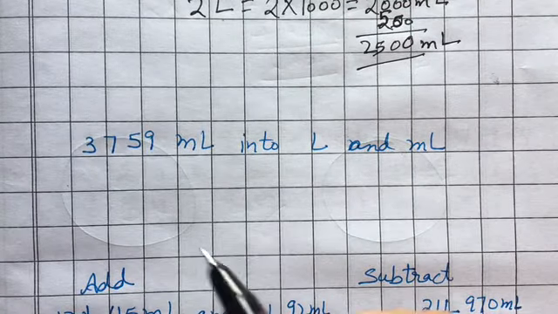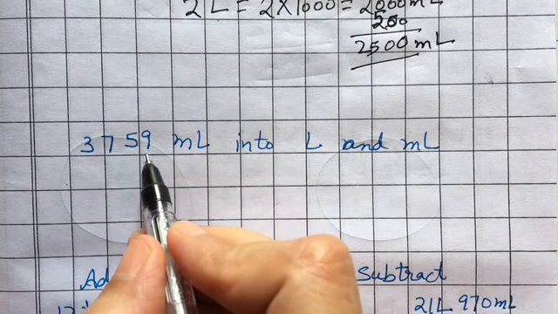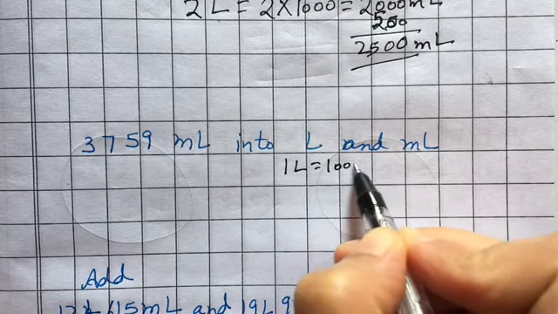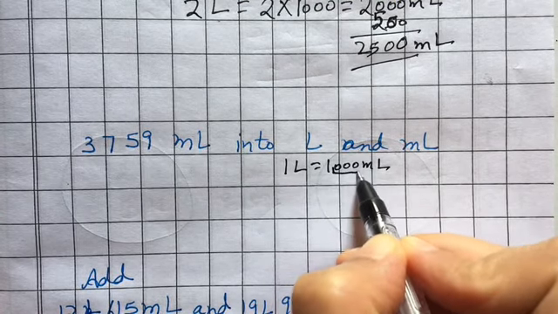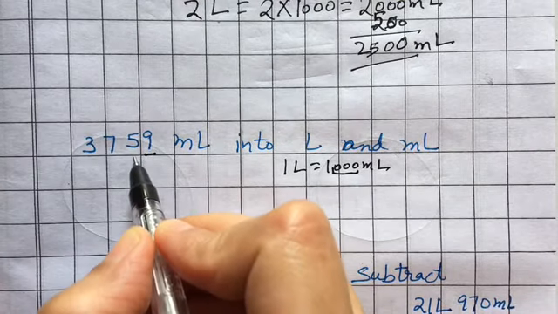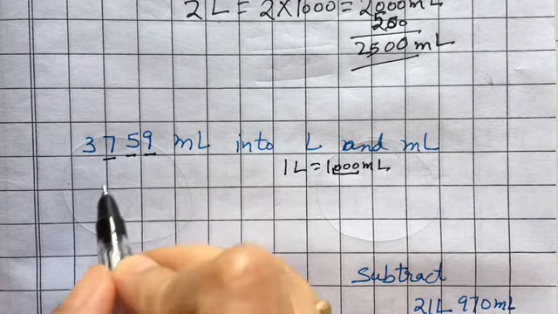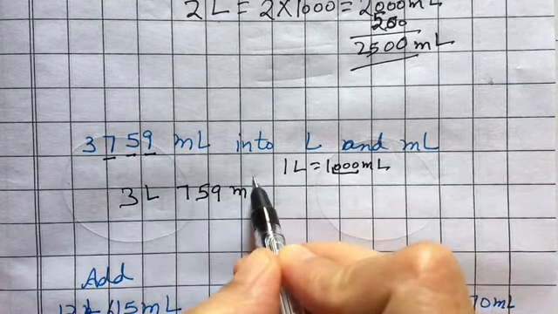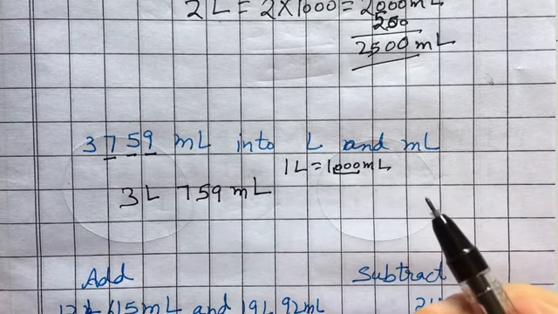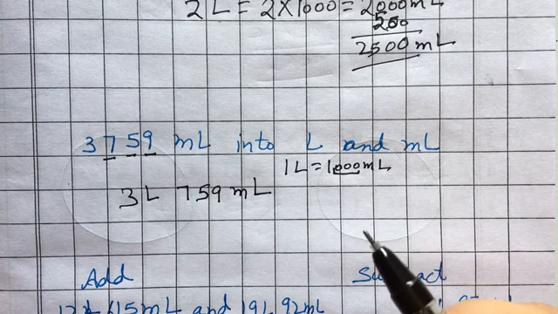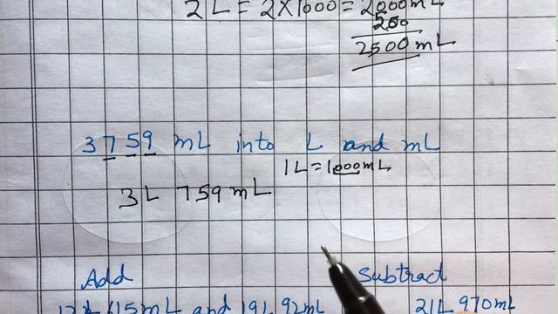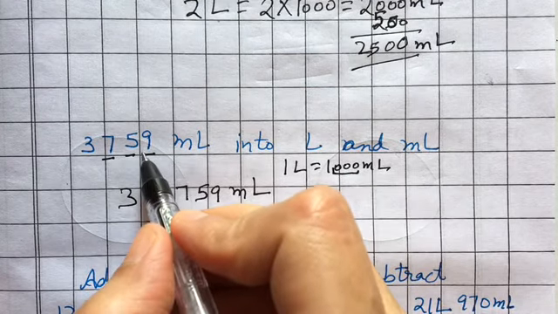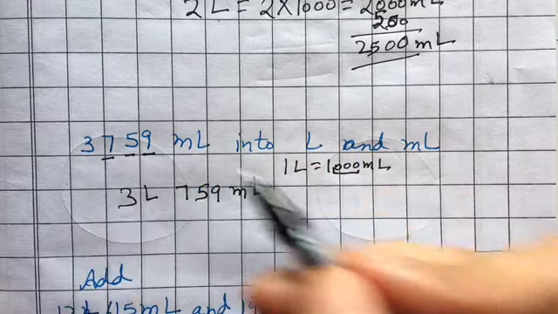Next, 3759 ml into liter and ml. So 1 liter is equal to 1000 ml. So how many zeros are there? 3. So start counting from the ones digit, 1, 2 and 3. So it will be 3 liter and 759 milliliter. Fine. So the same we have done earlier also in case of weight and in case of length. Same is here. We have to count from the ones place the number of digits, 3, and then get the answer.